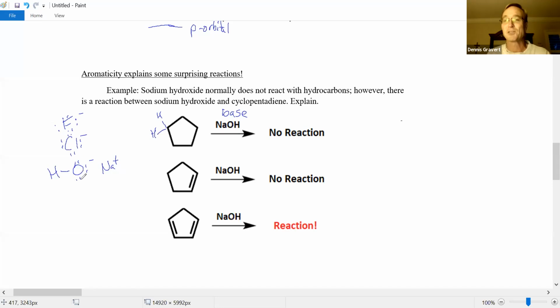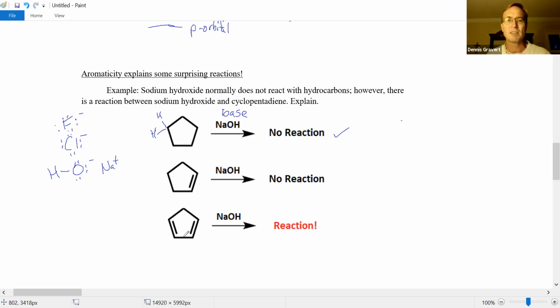There we go, there's a little set structure of sodium hydroxide. Oxygen can stabilize a negative charge because of its electronegativity, but not carbon. So it's not surprising that there's no reaction. And hey, if it's an alkane, no reaction. If it's an alkene, still should be no reaction.